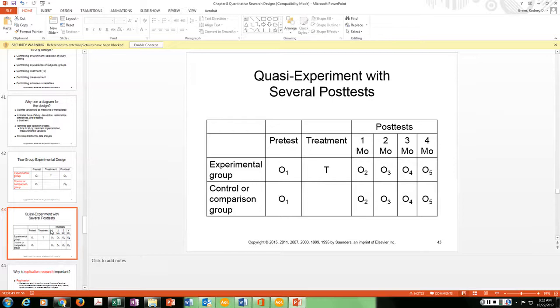And this is a quasi-experimental design with several post-tests. So you have the experimental and the control group. They're both tested at pretest. The experimental group receives the treatment, and they are both measured at 1 month, 2, 3, and 4 months.